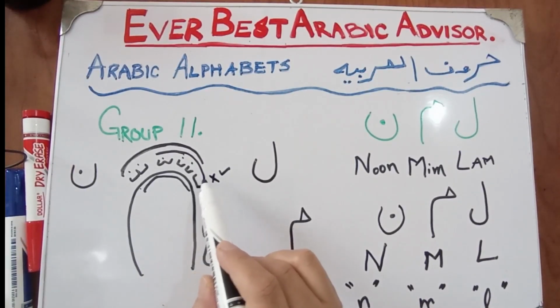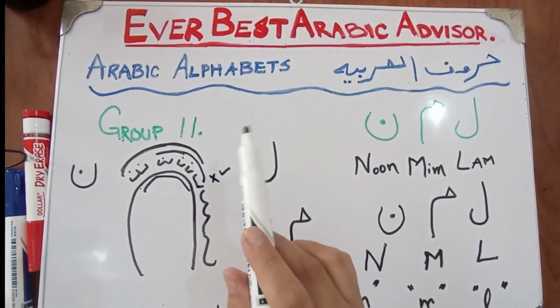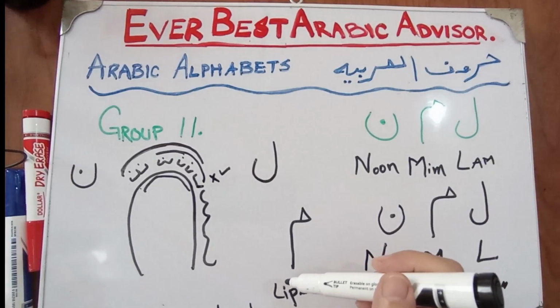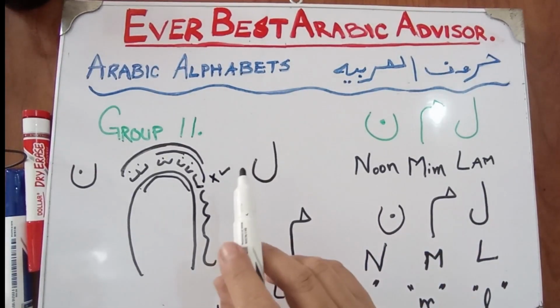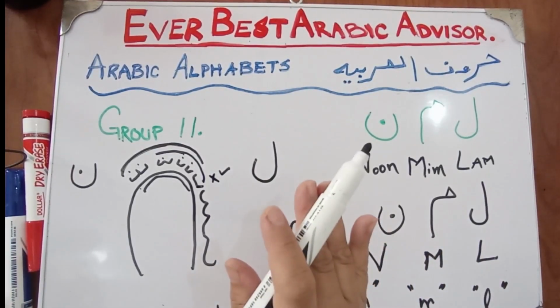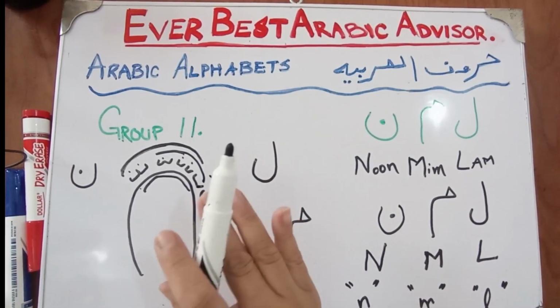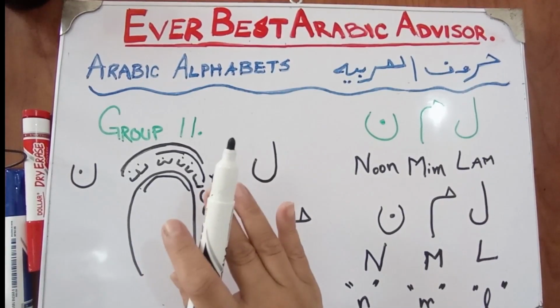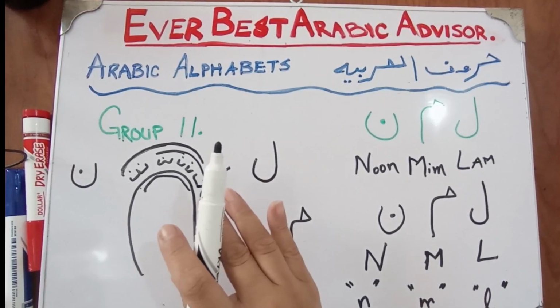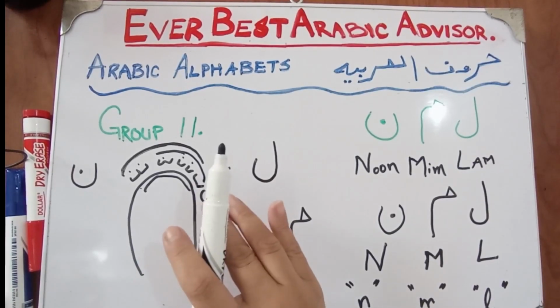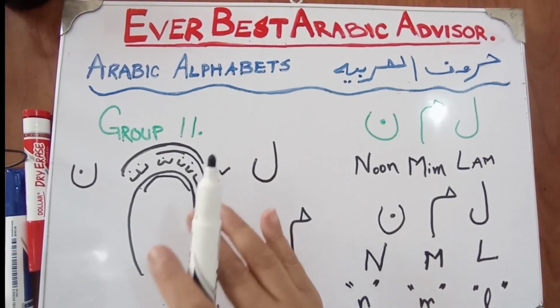Lam, Lam. This is the articulation point of all these letters, and that is enough for today. Don't forget any of the letters from the beginning up to this lesson if you really want to learn Arabic, because letters for any language are the basis. If your basics are strong, you can learn any language easily. So make your base strong.